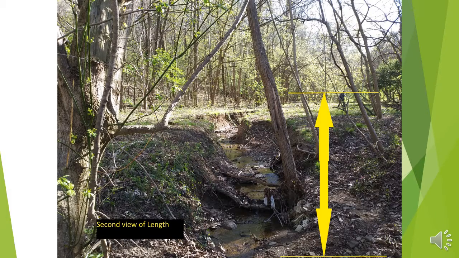This is a second view of the length, taken from the endpoint of the stream going up further. The line is a rough estimate of where the beginning point would be, as it is currently being obstructed by the tree coverage.